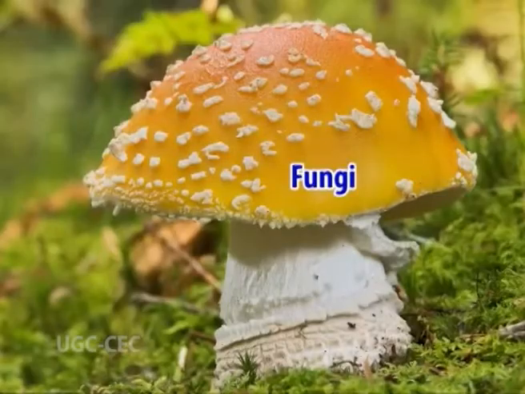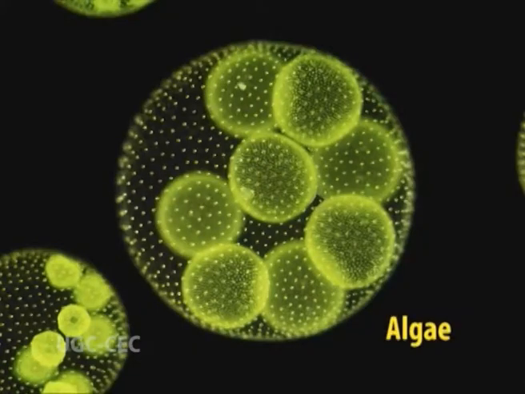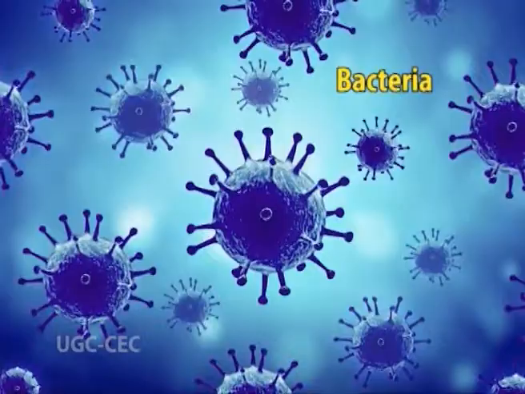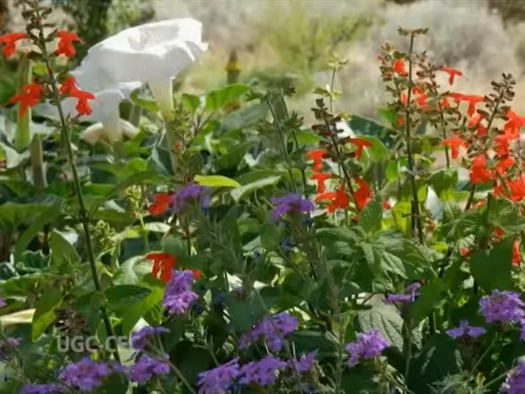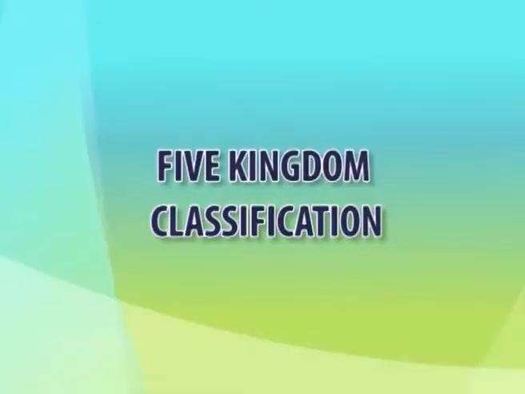All single-celled organisms were kept in the kingdom Protista. It included fungi, protozoans, algae and bacteria. Animalia includes all animals while Plantae includes all plants.